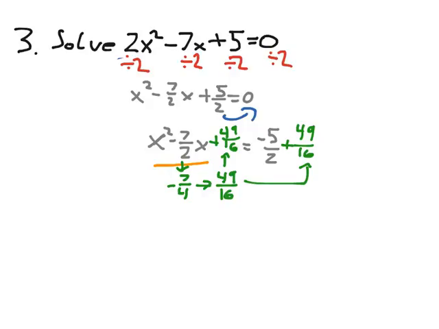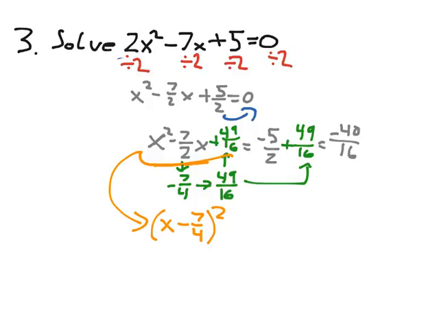Now this left-hand side can be factored into x minus 7/4 squared. And we can also simplify this over here. This is the same thing as negative 40/16 plus 49/16, which is 9/16. So we'll write that down here.